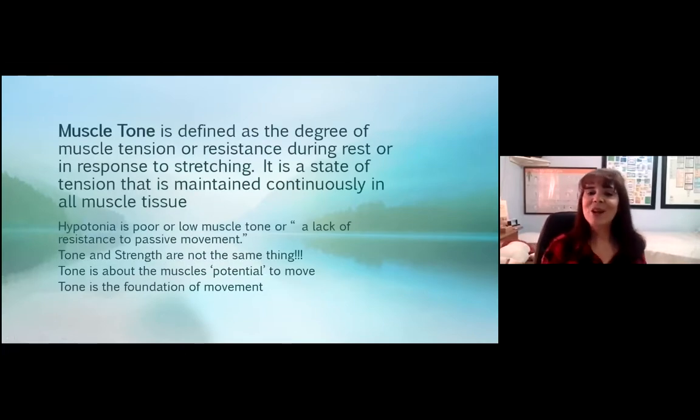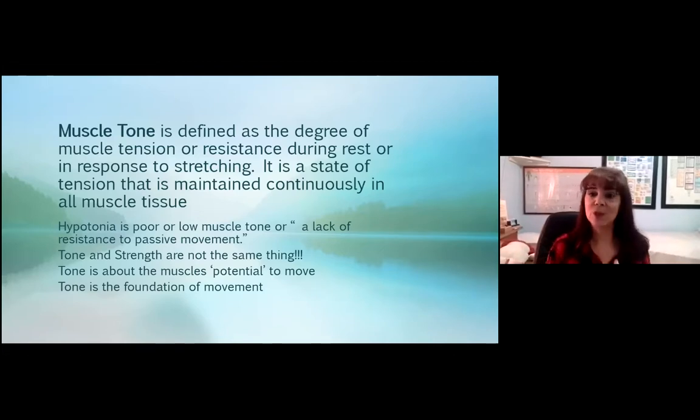So we can't talk about hypotonicity without first defining what is muscle tone. So muscle tone is defined as the degree of muscle tension or resistance during rest or in response to stretching. So it's a state of tension that is maintained continuously in all muscle tissue, right? So I'm sitting here today, I'm sitting upright, and if 10 therapists looked at me, they would probably say I fall within the range of normal muscle tone.